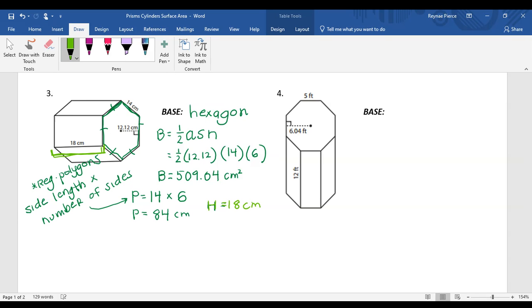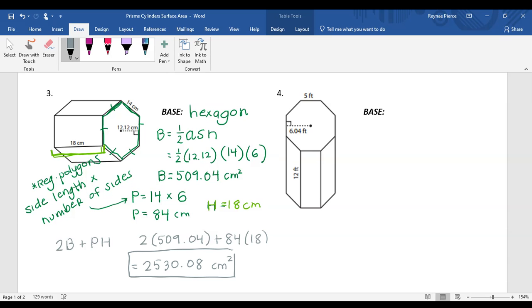18 centimeters. Okay. Now, same surface area equation: 2 times the area of the bases plus the perimeter times the height. So 2 times 509.04 plus my perimeter, which was 84, times the height of my prism, which was 18. Doing that tells me my surface area is 2,530.08 square centimeters. Okay.